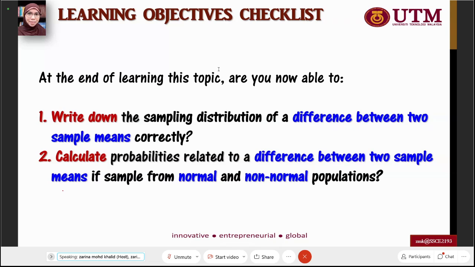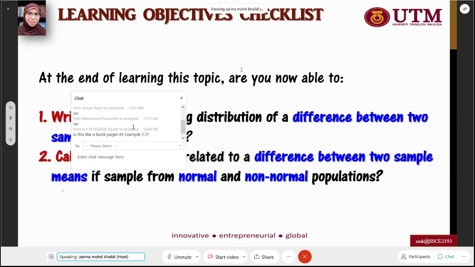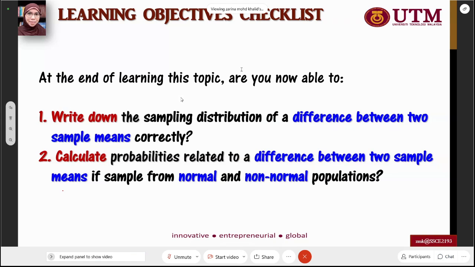Nazrul asks, is this like the book, page 44, example 2.3? Yes, you look at the table. 2.3 is a very clear-cut question, Nazrul. But number 3 for example 2.3, you do have modulus, so you can have a look at that.